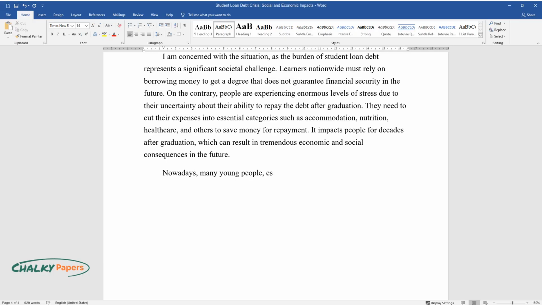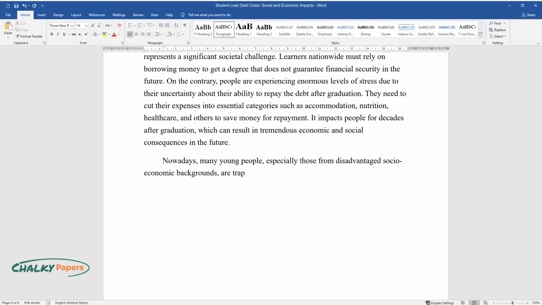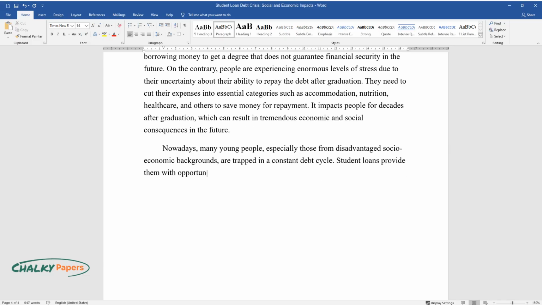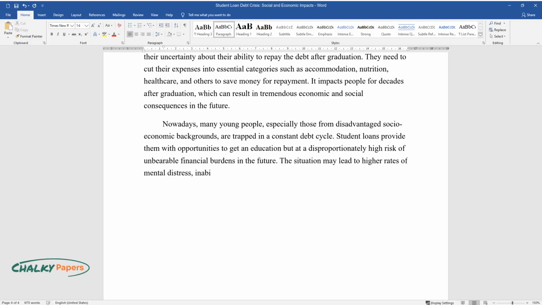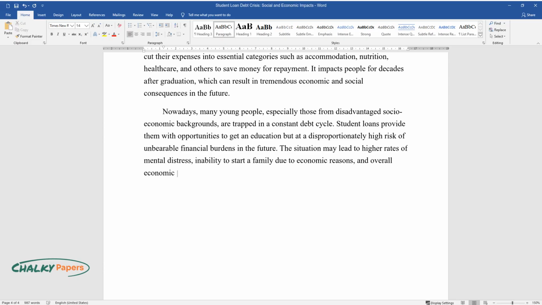Nowadays, many young people, especially those from disadvantaged socioeconomic backgrounds, are trapped in a constant debt cycle. Student loans provide them with opportunities to get an education but at a disproportionately high risk of unbearable financial burdens in the future. The situation may lead to higher rates of mental distress, inability to start a family due to economic reasons, and overall economic decline that will further widen disparities between socioeconomic layers of society.